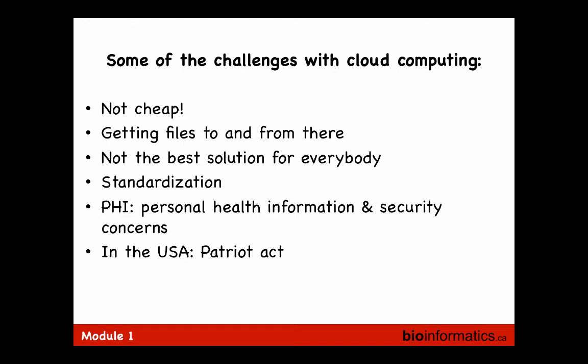Another problem is getting files to the cloud and getting the results from the cloud. For a typical Illumina HiSeq sequencing, if you do paired-end 100 base pair long sequencing, within maybe 2 weeks you can generate raw data of about 4 terabytes. So you can do the calculation. If you transfer the 4 terabytes of raw data to the Amazon cloud over the internet, how long will that take?